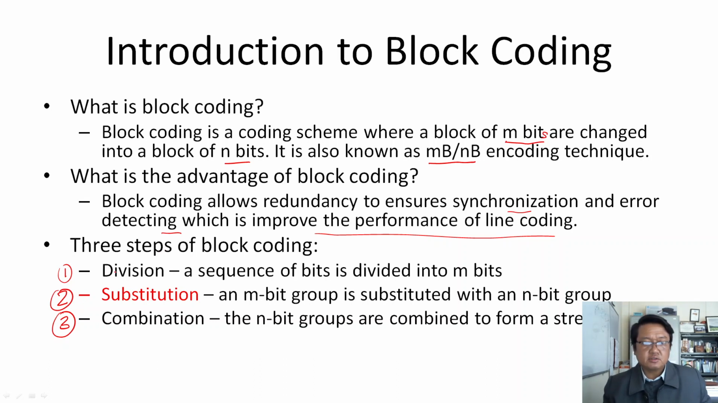The first step is division, where a sequence of bits is divided into groups of m bits. That means we are sending streams of bits, and these are grouped into m bits. Then an m bit group is substituted with an n bit group. The third step is combination. After the substitution, the m bits are replaced with n bits, and these are combined to form a stream of bits as we have in the original. The streams of n bit groups are combined together for transmission.